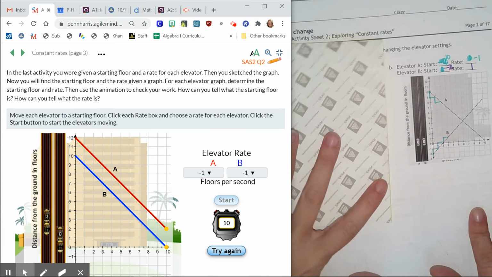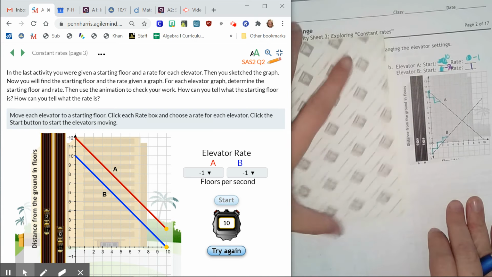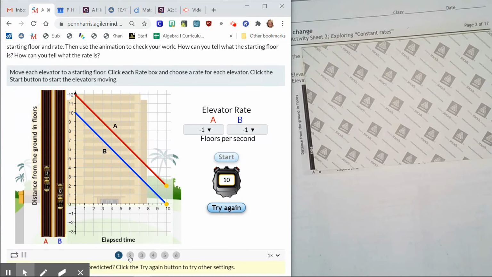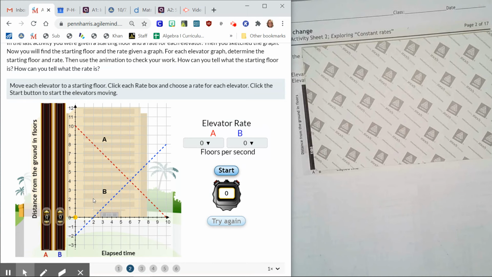Okay. So for my next one, let's see what they give us. So this time, elevator A, they want up here at 10. So we're going to call that floor 10. Elevator B is starting down here in the basement. So let's look at the rate at which elevator A goes. It looks like it's going down 1 over 1. So that's going to be down 1 per second. Elevator B looks like it's going up 1 over 1. So that's going to be positive 1 per second.